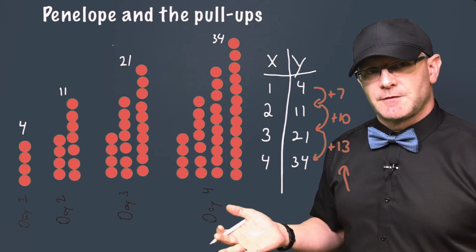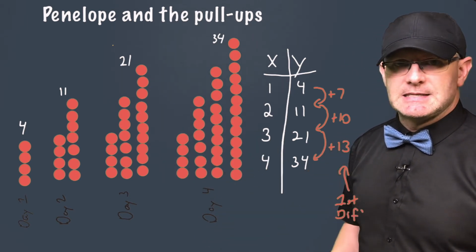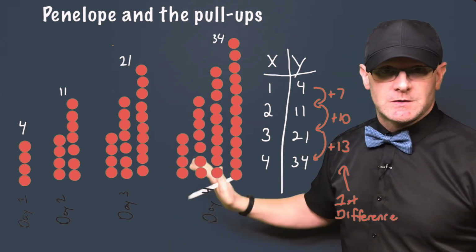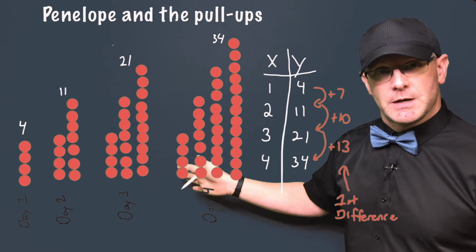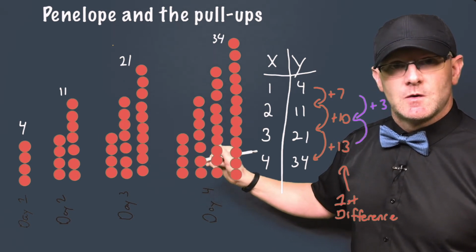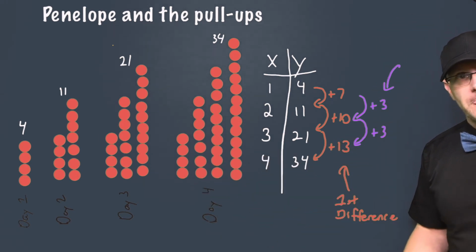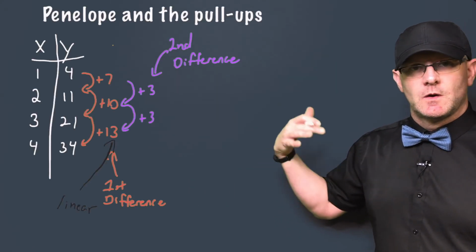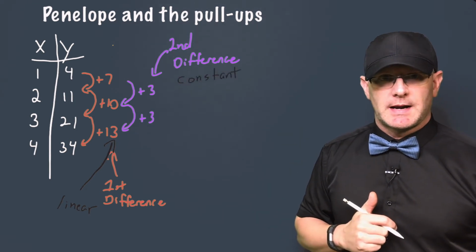I go to my second difference and I see that my second difference is 3. My second difference is a constant. If your second difference is constant, that tells you that your expression is quadratic. Linear first difference, constant second difference represents a quadratic function. So we know our first difference is linear, we know our second difference is constant. We're set up to be a quadratic function.